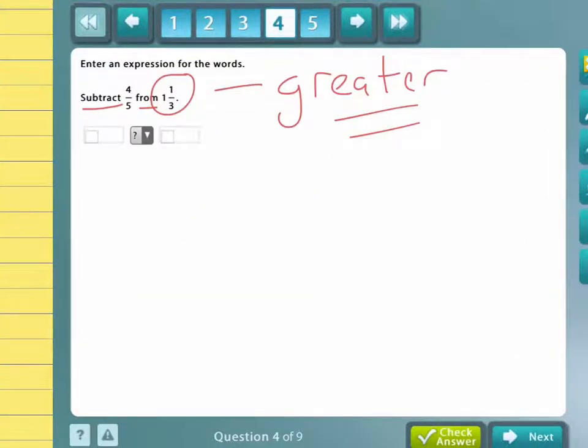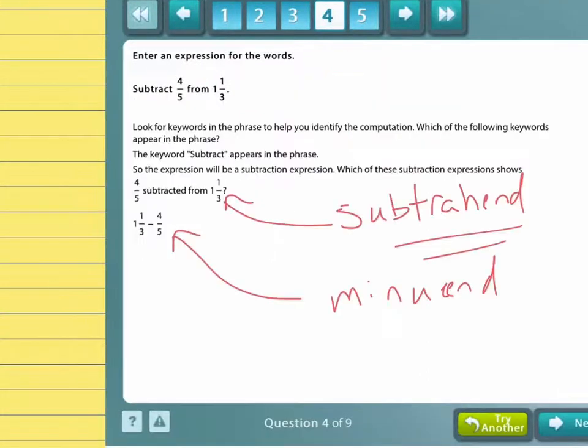Subtract 4/5 from 1 1/3. So you start with the greater number. That is the subtrahend, and the subtrahend would be 1 1/3. And you subtract 4/5 from that, which means 4/5 is the minuend. Sure enough, it is the subtrahend and the minuend: 1 1/3 minus 4/5, or 4/5 taken from 1 1/3.